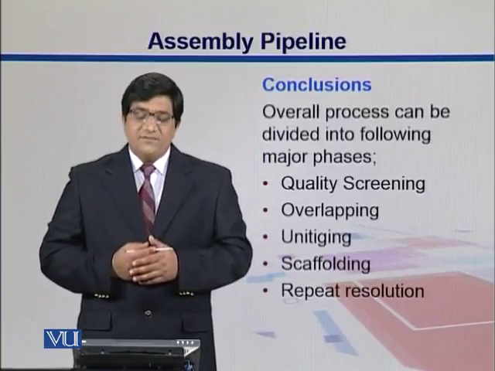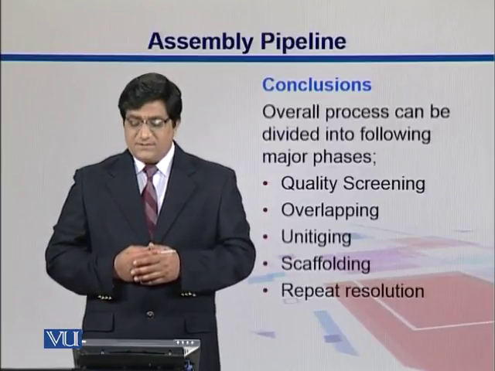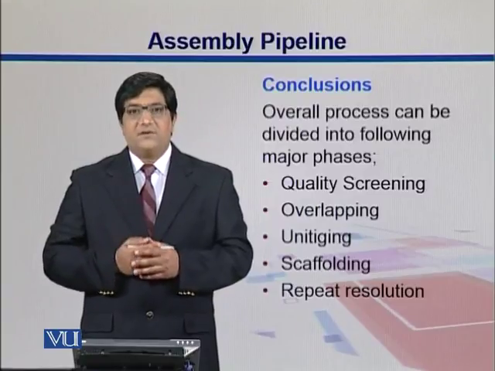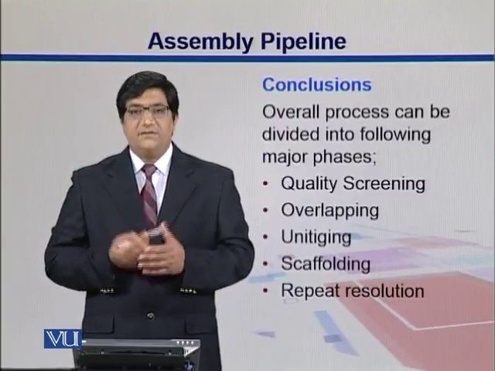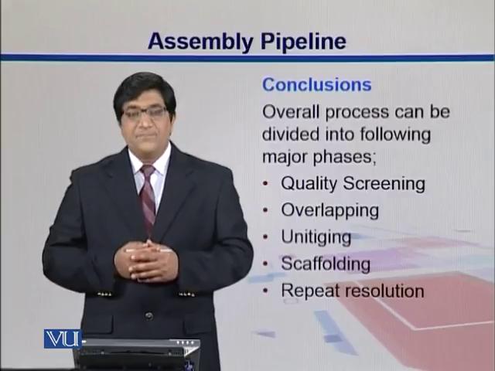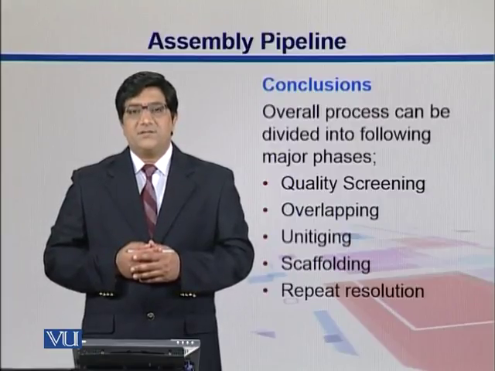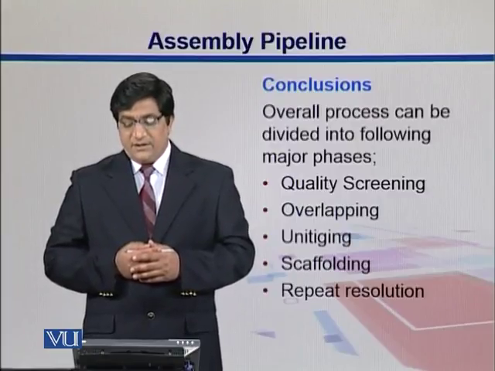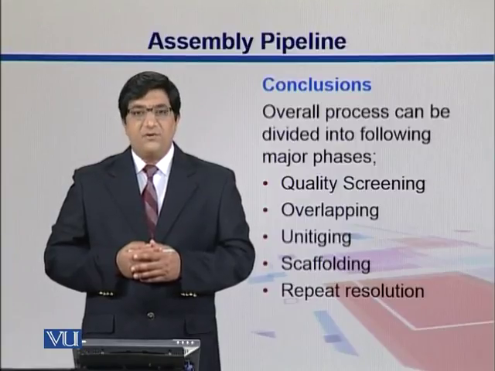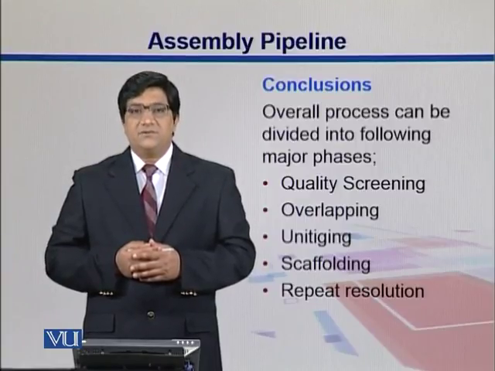So overall what we have seen here is that this assembly process can be divided into these phases. Quality screening is an important factor, and obviously good overlaps are also key to a good assembly, and we do unitigging and we do scaffolding, and repeat resolution is a big challenge as far as these assemblies are concerned.